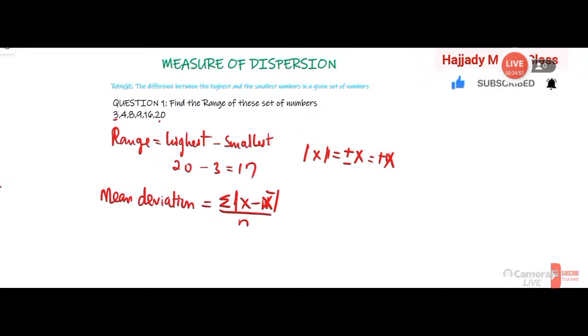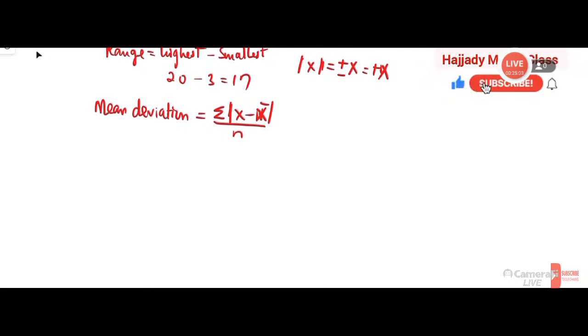Now let's consider a situation whereby we have a new data set. We are going to consider the mean deviation for this same data set: 3, 4, 8, 9, 16, and 20. So our observation is 3, 4, as we have up there, 8, 9, 16, and 20. So we are to calculate the mean deviation.